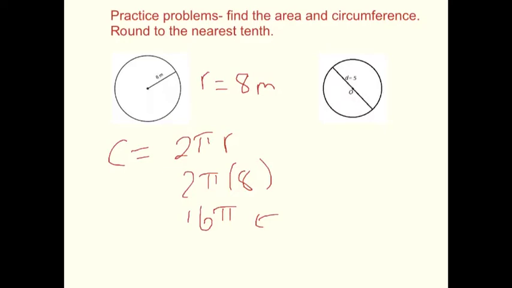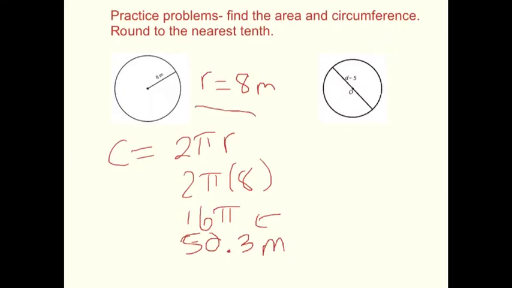Number one, sometimes the problem will ask you to keep it in terms of pi. And number two, if I round too soon, sometimes my answers are not as precise as they could be. And when I multiply 16 by pi, I get a really long decimal, and I round it to 50.3 if I'm rounding to the tenths, and that would be meters.